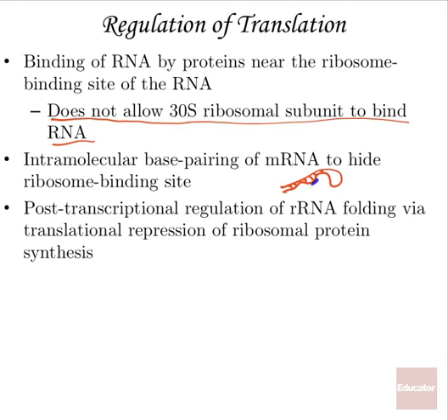And then there's also post-transcriptional regulation of rRNA folding via translational repression of the ribosomal protein synthesis. So basically, if you have rRNAs not folded correctly, they can't interact properly with the proteins to make the nucleoprotein that we know as the ribosome. I'm not going to go into any one of these specifically, but these are all options and possibilities for how you can regulate translation.